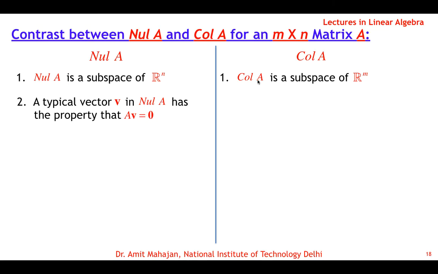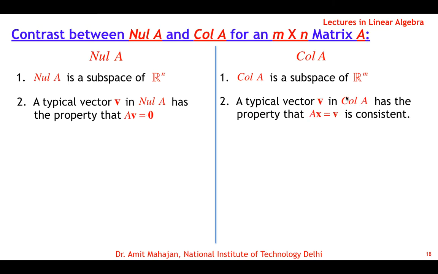Okay, any vector V will belong to null space A if it satisfies the homogeneous equation. Okay, and any vector V will be in column space A if the non-homogeneous equation Ax equal to V is satisfied for some x. Okay, that means if Ax equal to V is consistent. So for any vector in null space A, AV has to be 0. For any vector in column space A, Ax equal to V has to be consistent.